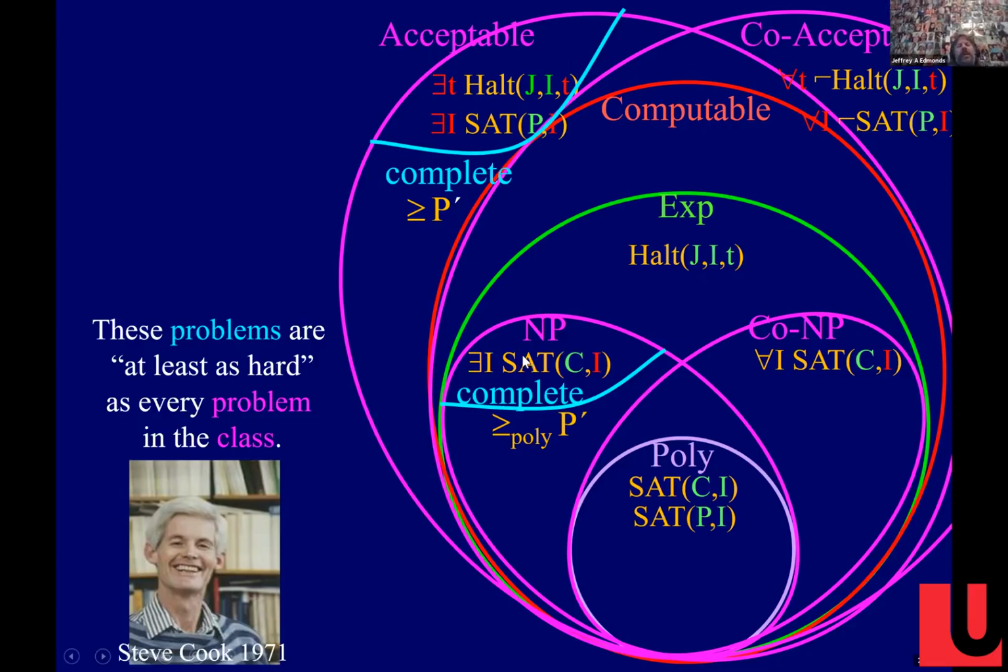But if NP equals P, then in some ways it's good because industry can solve these problems quickly. But in some ways it's bad because there'll be no more cryptography. There'll be no more privacy, right? The only way you can have privacy would be to lock yourself in the room and cut all the wires, right? But as soon as you connect to the internet, there would be no more privacy.